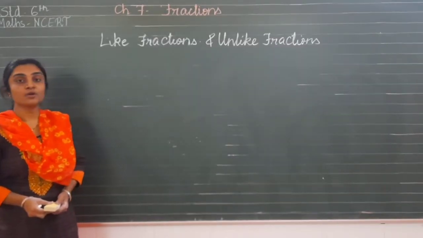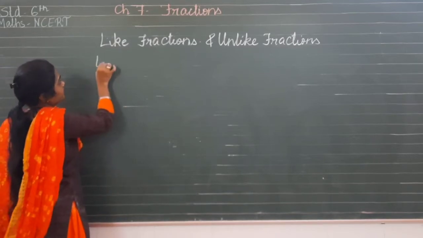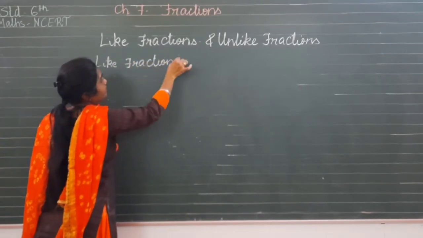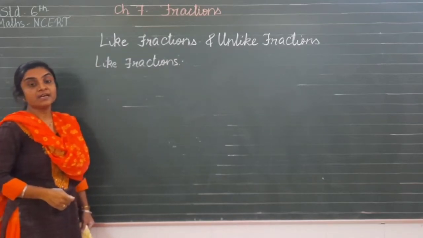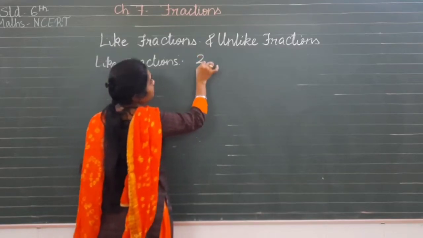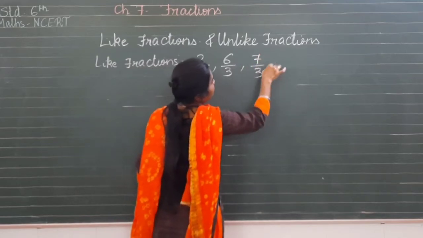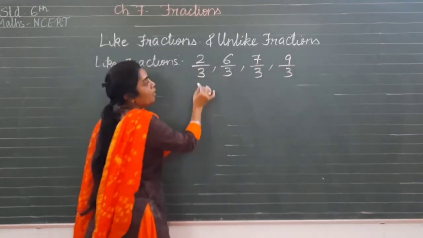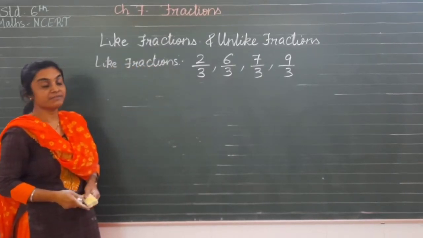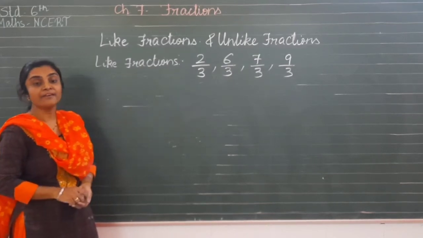Now let us have a look at like fractions and unlike fractions. First we will see like fractions. Like fractions are the fractions in which the denominators are the same. For example, 2 upon 3, 6 upon 3, 7 upon 3, 9 upon 3. Here all the denominators are the same, so this type of fractions are called like fractions. We have to see only the denominators. If the denominators are the same, then it is called like fractions.